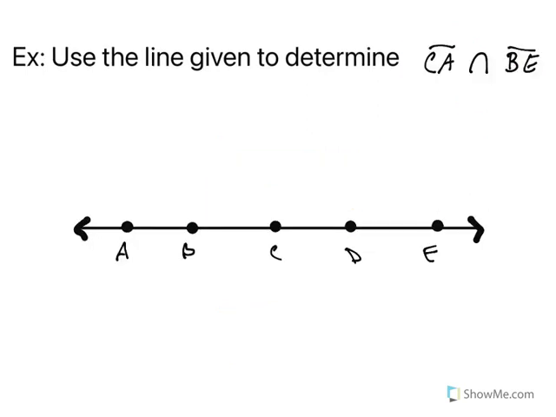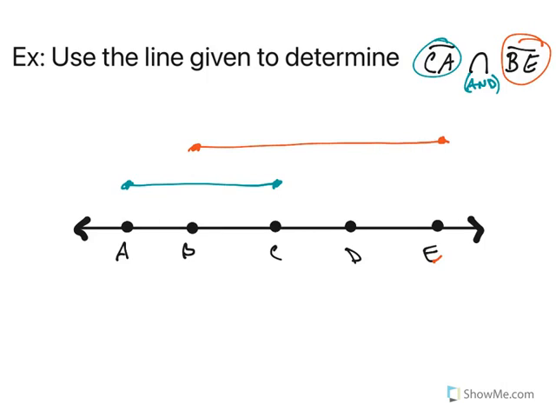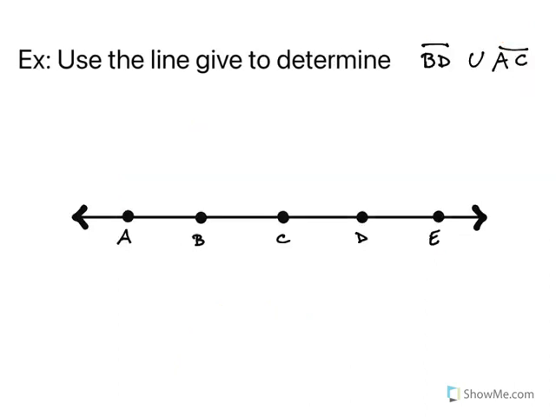Use the line given to determine line segment CA intersection line segment BE. Let's do the same thing. We know that intersection means and, just keeping that in mind. So I'm looking at CA. Here's C, here's A, there's my segment. Now let's look at segment BE. Here's B, that's where E is, so that's this segment. And we're looking at and, so it's got to be both of them. From here to here, there's my and. That means segment BC is the intersection of these two.